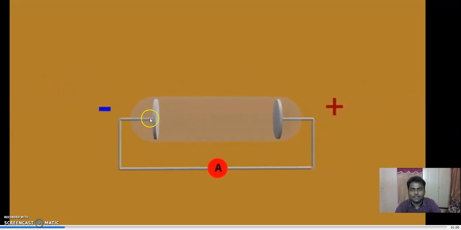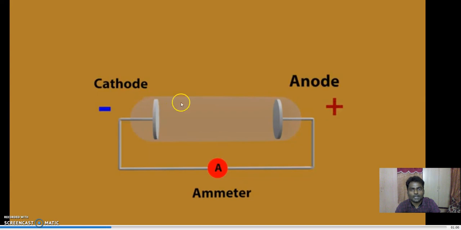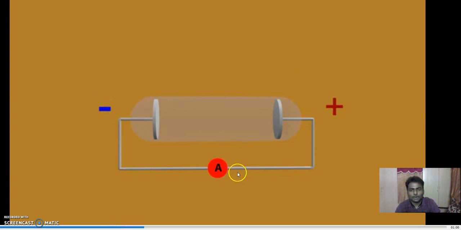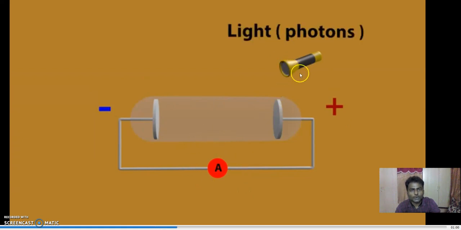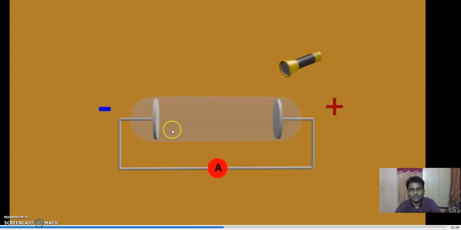As I said earlier, it is going to have two photoelectric elements, termed the cathode and anode, that is, the negative terminal and positive terminal. It is connected to the ammeter, and if light, that is photons, is directed towards that cathode, that is the photoelectric element, electrons are emitted from the cathode and passed to the anode.